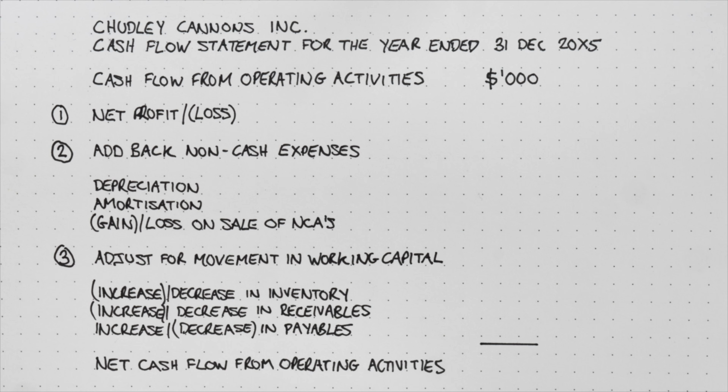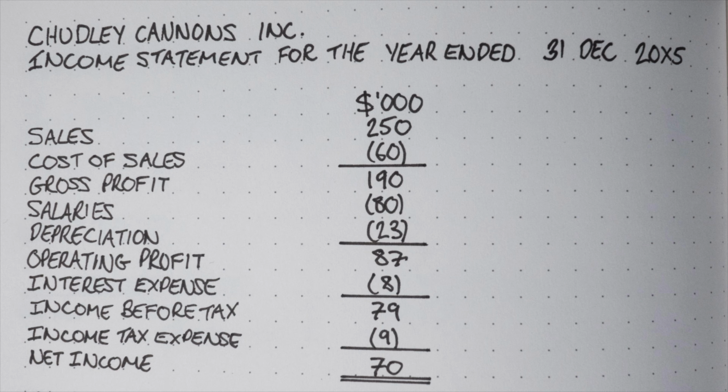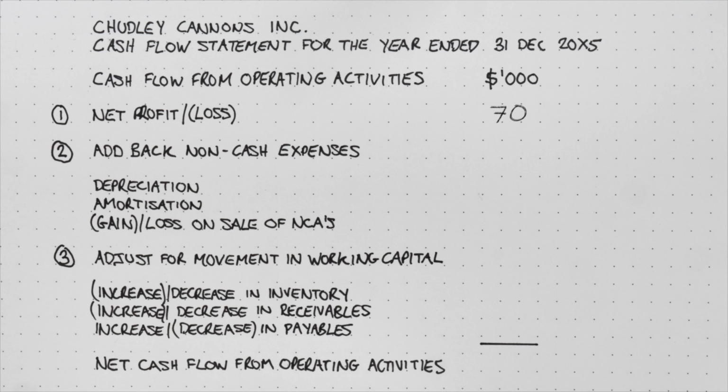Step 1. We first need to jot down the net profit figure because this is our starting point that we will make adjustments to in order to come to that net cash flow. Net profit can be found easily at the bottom of the income statement. In this case, the Cannons have made a net profit of $70,000 for the year, so we write this down at the top of the calculation.